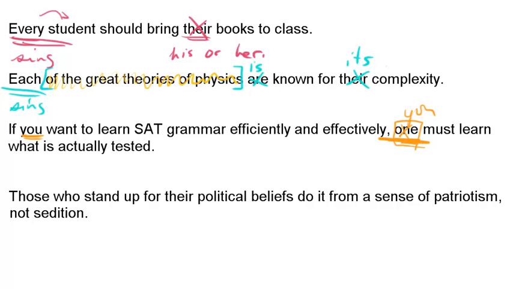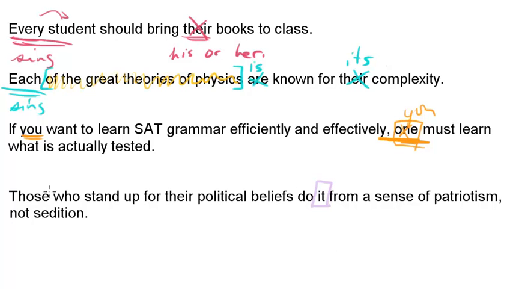All right, last one. "Those who stand up for their political beliefs do it from a sense of patriotism, not sedition." Okay. This one is a little bit harder than the rest, and you're not going to see this as much as the other pronoun errors. But what I want you to do is, whenever you see the pronoun "it," it has to be very clear what that pronoun is referring to. Because it can often be kind of a dummy pronoun, or it can be kind of vague. You're not quite sure what it refers to.